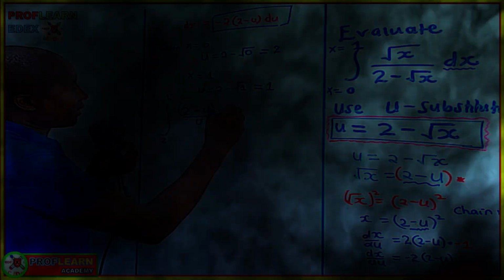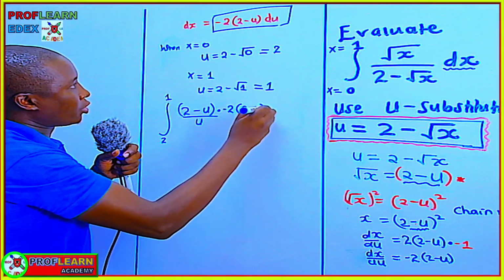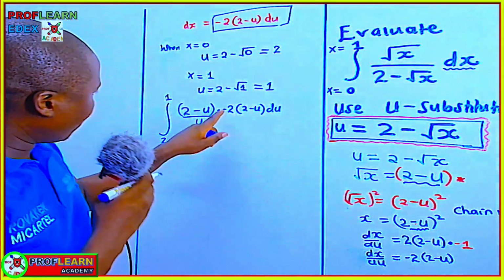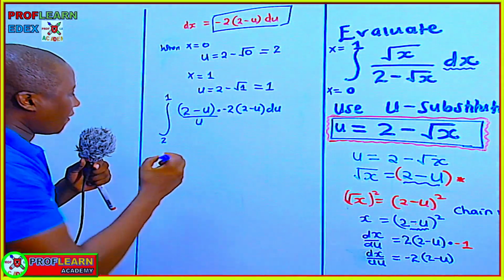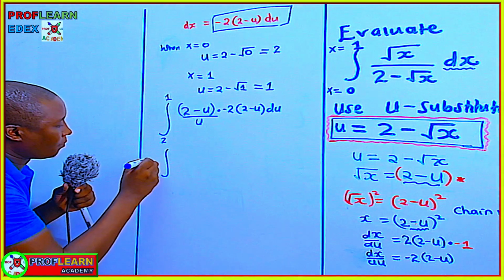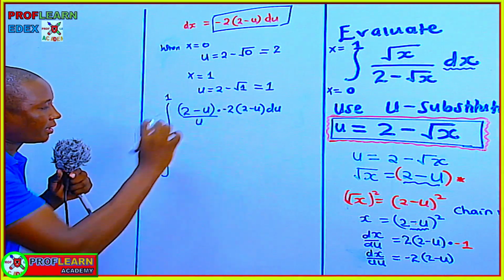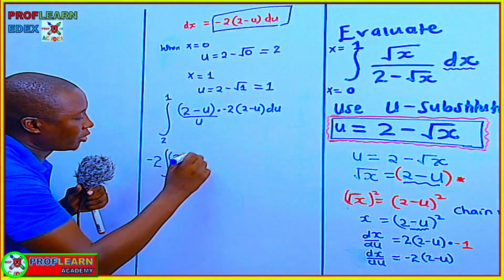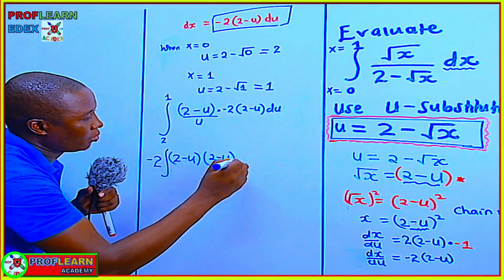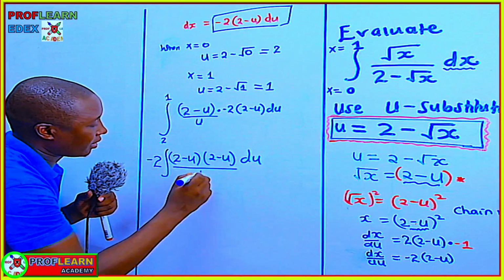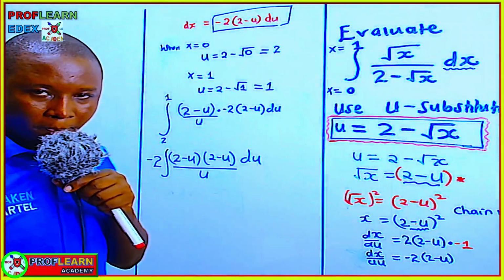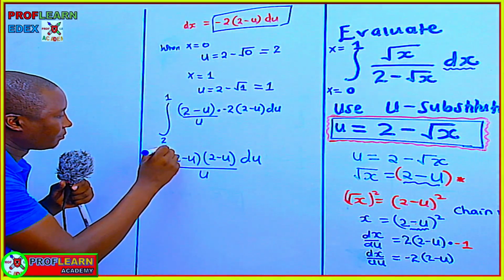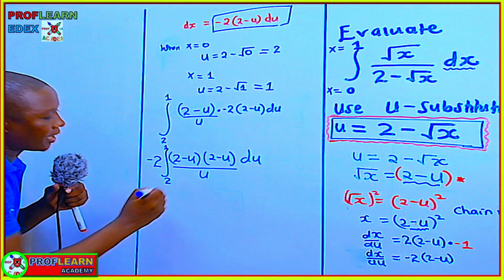So we times negative 2 into bracket 2 minus u, then du. Having this expression, we can take the constant out, reducing this to negative 2 out. I'll take the negative out of the integral sign, and then we're going to have 2 minus u into bracket 2 minus u, then du, but everything is under u. Now every term here is in terms of u.